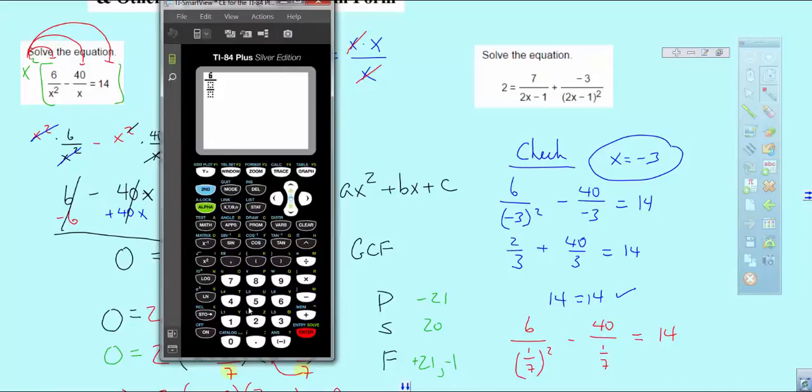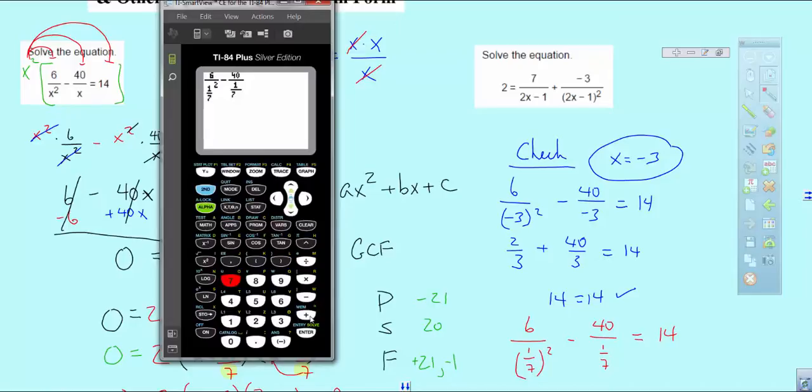It didn't like that. So I got 1 over 7 squared. Oops. Squared. Do it like that. Minus, same thing. Oop, gotta get our fraction first. Alpha fraction, that's going to be 40 on top. Come down right there, alpha fraction, and that is 1 over 7.